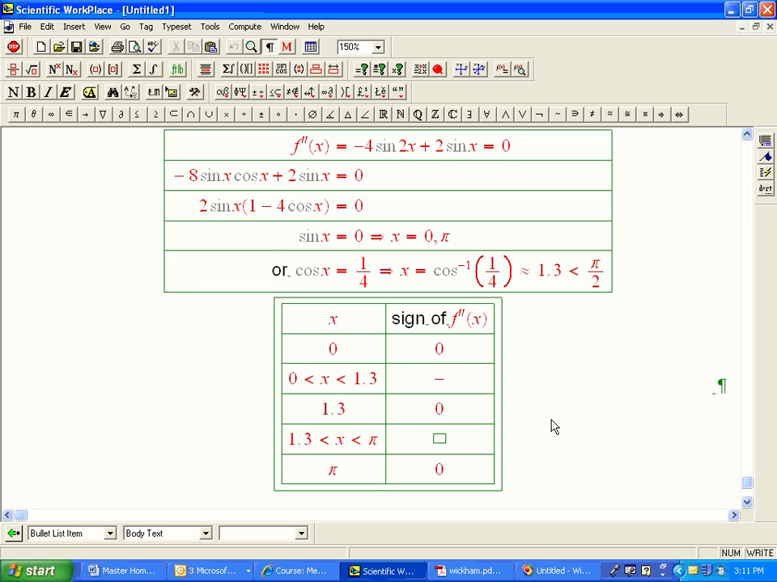And for this, I could plug in pi over 2, and that's nice and easy. Here you get pi, that's 0. 2 sine pi over 2, that's 2. So that's plus. Okay, so that is what we need to know.